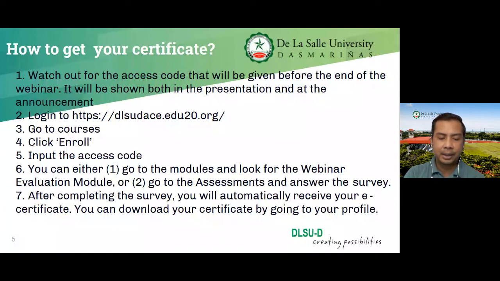Log into dlsuda.edu20.org. Go to Courses, click Enroll, input the access code. You can either go to Modules and look for the Webinar Evaluation module, or go to the Assessment and answer the survey. After completing the survey, you will automatically receive your e-certificate. You can download your e-certificate going to your profile.